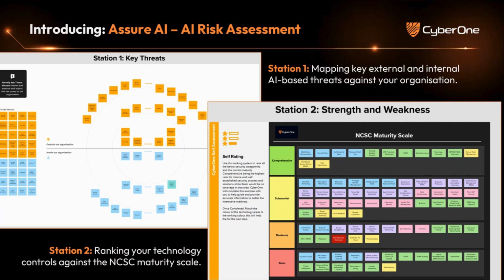Now, there's more than just these two stations. There's 5 of them in total. And we go through all of these live in the flesh together. And the output ultimately is together we have assessed your AI risk and we've plotted a remediation plan on how to minimize and reduce that risk. That's the high level outcome.